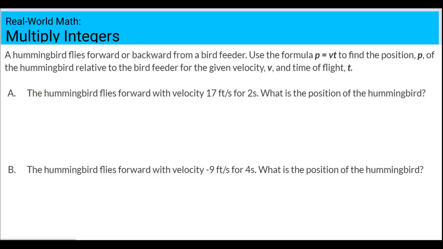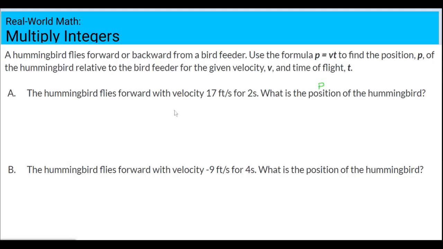And finally, let's end on a real world problem. Follow along as I read. A hummingbird flies forward or backward from a bird feeder. Use the formula P equals VT to find the position. So P is the position of the hummingbird relative to the bird feeder for the given velocity V and time of flight. So we got two parts to this. The hummingbird flies forward with velocity 17 feet per second. So that's the velocity for 2 seconds. What is the position of the hummingbird? Remember, position is P. So we want to find P. See if you can solve this yourself.